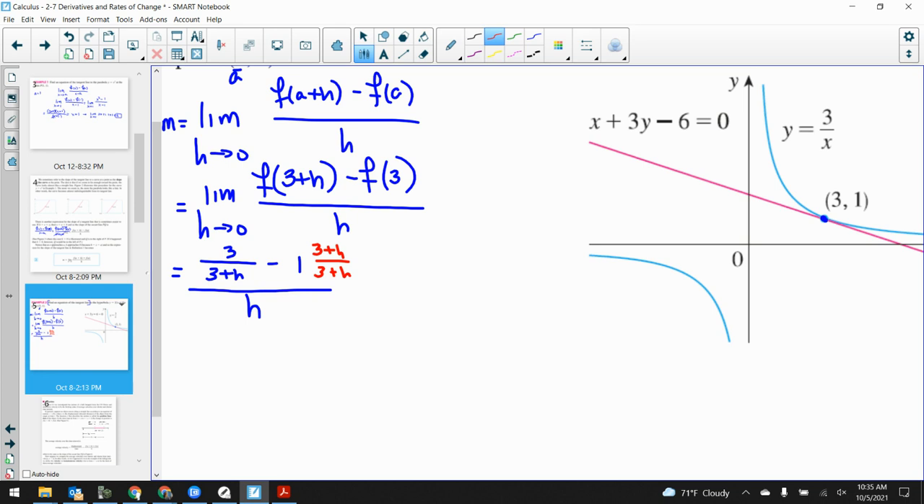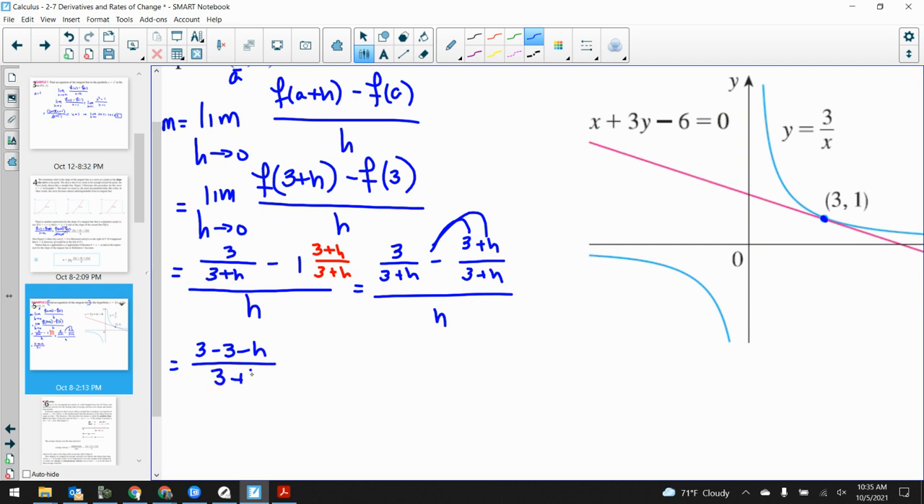Let's multiply that 1 by (3 plus h) over (3 plus h). So that'll get me 3 over (3 plus h) minus (3 plus h) over (3 plus h), all still over h. Distribute that negative in so we can combine the common denominators. 3 minus 3 minus h, catch that, minus h, over 3 plus h, all still over h. Okay, cancel there. We got a negative h over 3 plus h, all still divided by h.